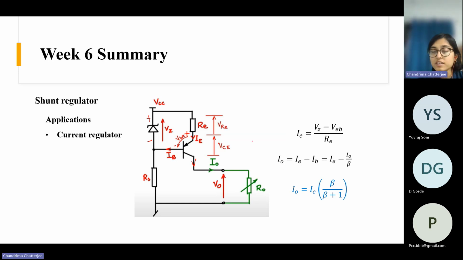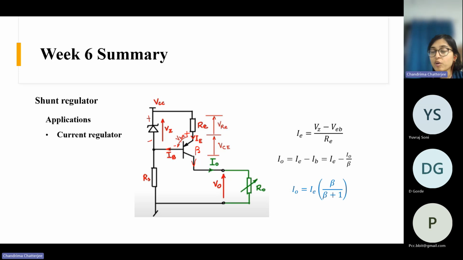So I naught is emitter current minus base current, right? Because emitter current is always the summation of base current and collector current. And if the current gain of this BJT is beta, IB will be I naught by beta. If you solve this, you get this expression for I naught: IE into beta by beta plus 1. Now IE is not dependent, so Vz is constant, and VEB is more or less constant.